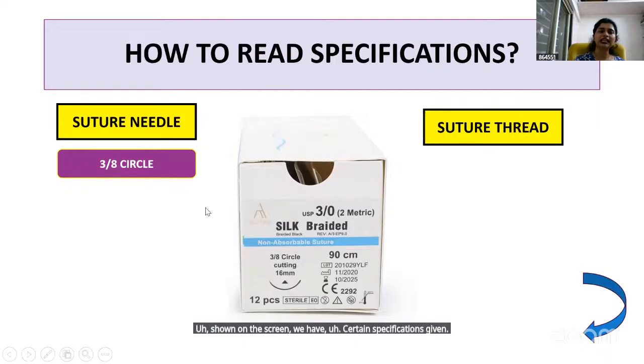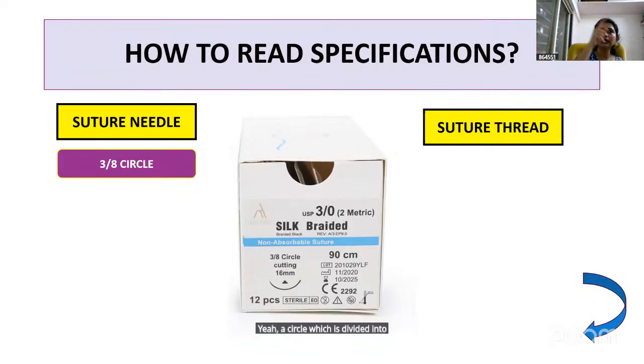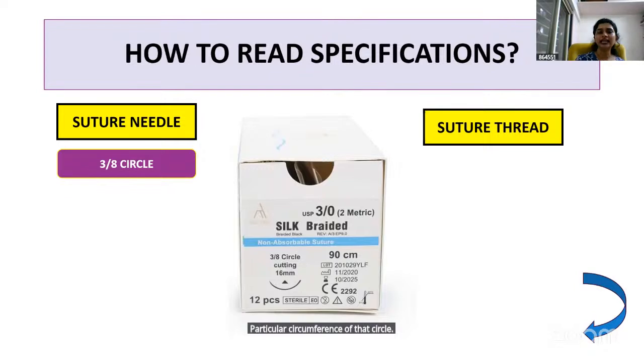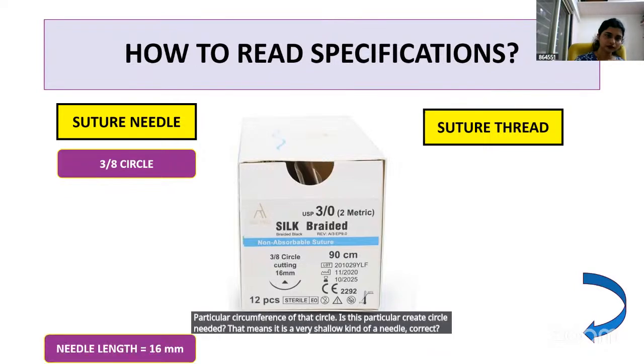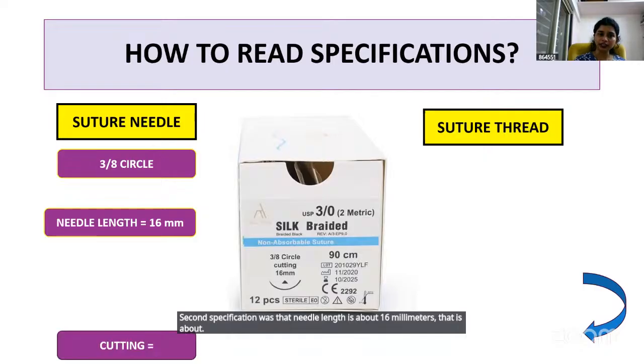The first one is a 3/8 kind of needle. When I say 3/8 needle, think of the diagram that I just showed you: a circle divided into 8 equal parts, and 3 of those parts form the circumference of this particular 3/8 circle needle. That means it is a very shallow kind of needle, correct? The second specification is that the needle length is about 16 millimeters, that is about 1.6 centimeters, correct?